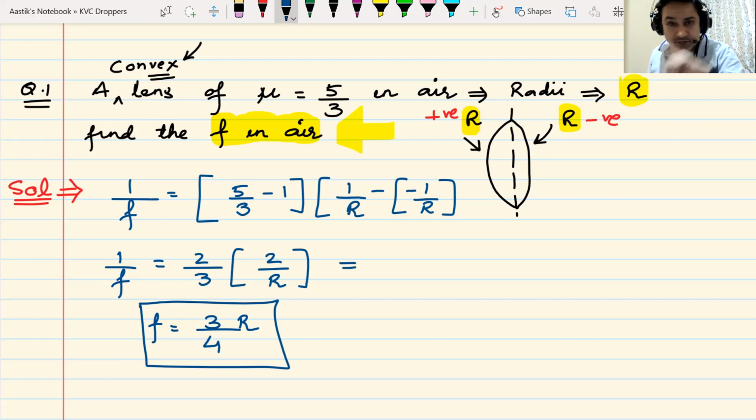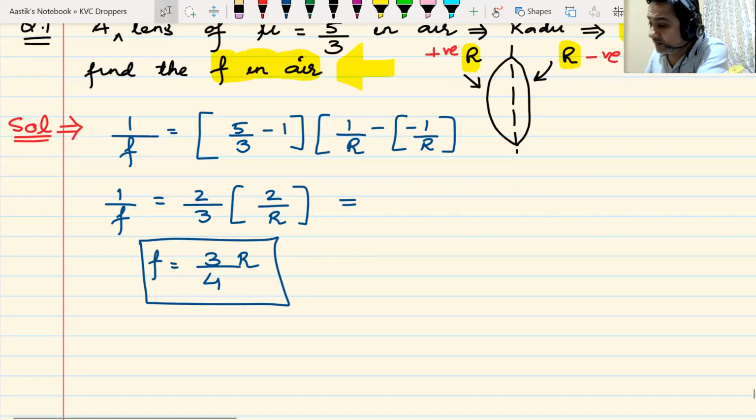Now, if you remember, my original question was, can I do something to make this lens concave? That is the second part of the question. So how do I make the second part? If I call this question part A, now I am making part B.